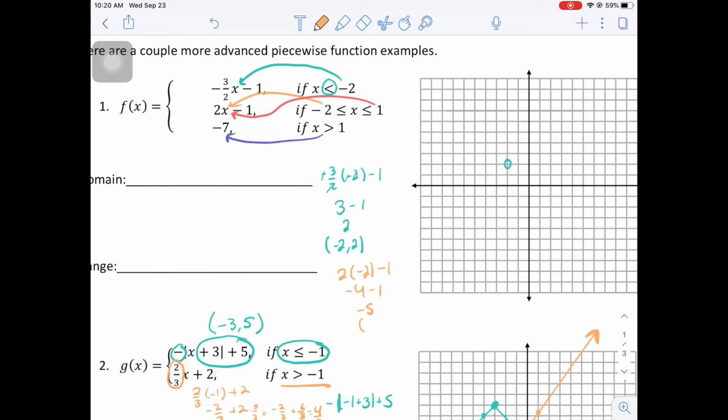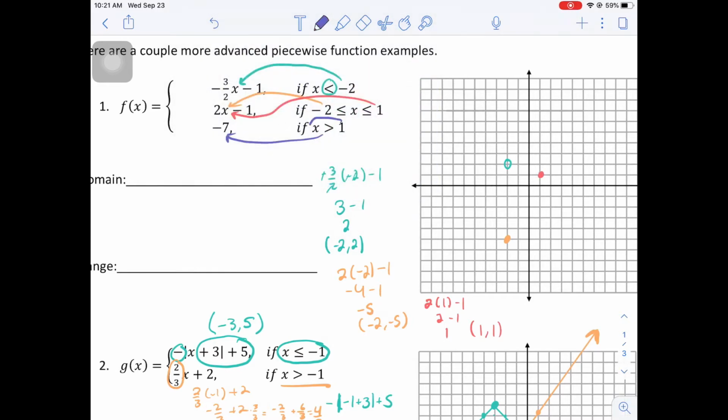So then that would be, what is that, negative 2 we plugged in? We got out negative 5, so negative 2, 1, 2, 3, 4, 5. That's a closed circle. After that, we're going to plug in 1, so that's 2 times 1 minus 1. So that's 2 minus 1, which gives us 1. So that point is 1, comma 1. Plot that point.